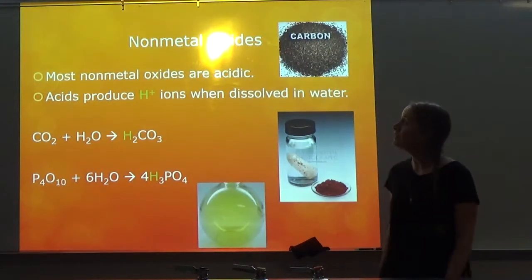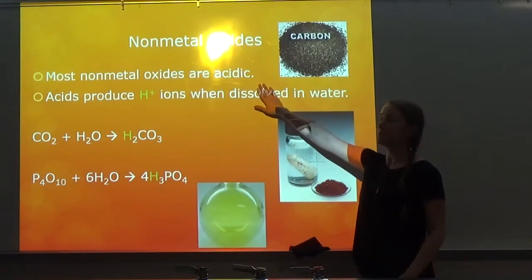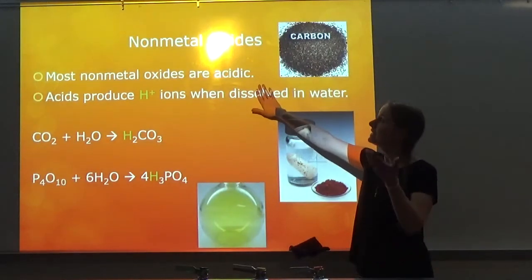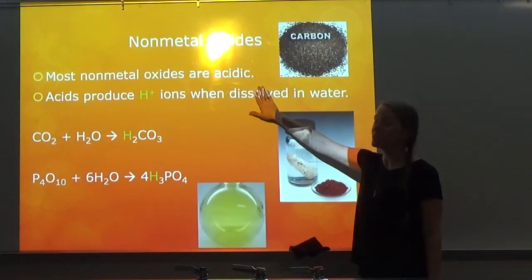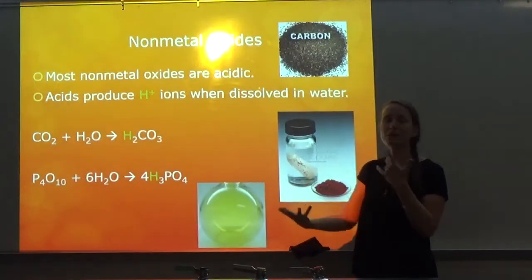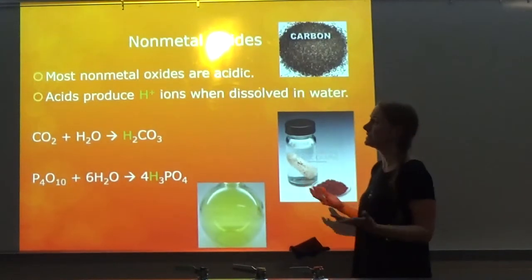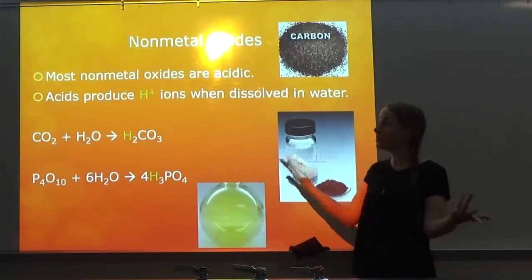All right, so nonmetal oxides tend to be acidic. So metal oxides tend to be basic, nonmetal oxides tend to be acidic. So like I said, everything between metals and nonmetals is pretty much just opposites. So if you learn one of them, then you know the others.